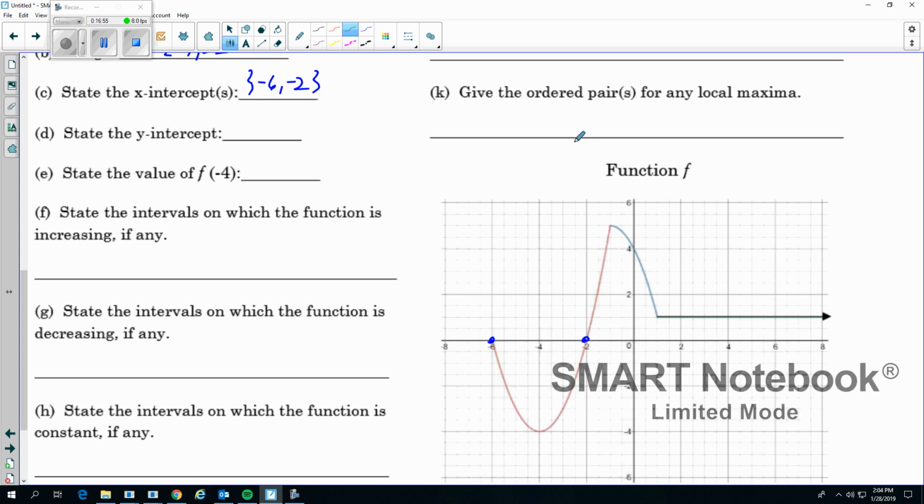All right. Y-intercepts right here at 4. Once again, you can just put a 4 if you want, or if you want to, you could put an ordered pair. So it's up to you.